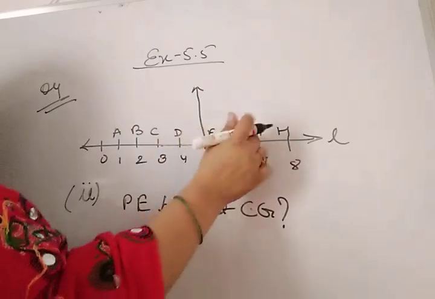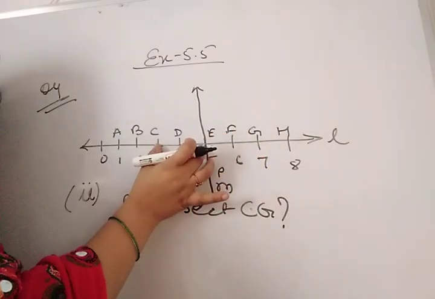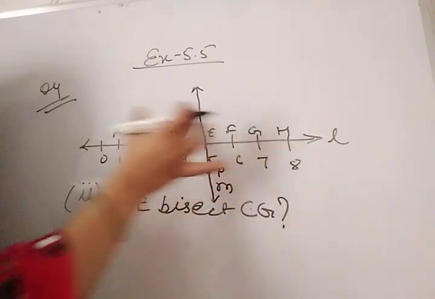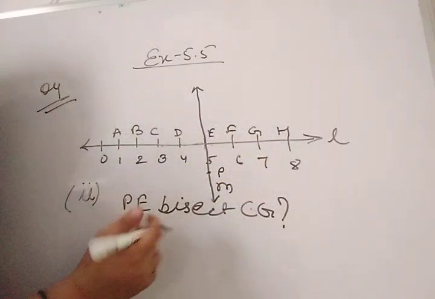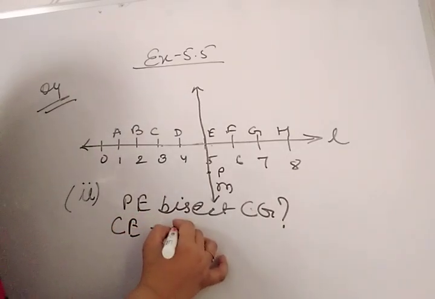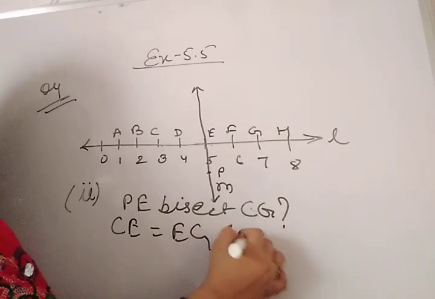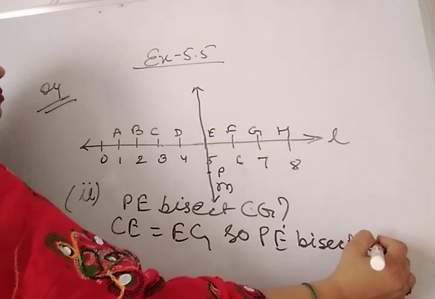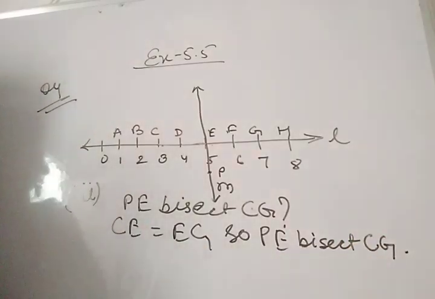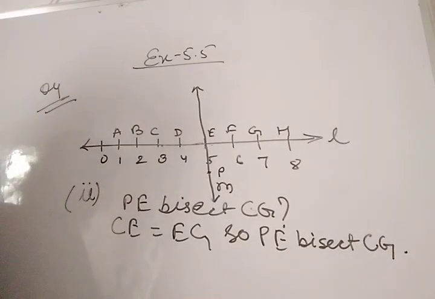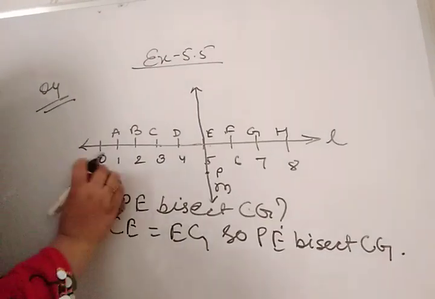See, the whole length of CG is this, and the distance of CE is 2 units and EG is also 2 units. It means that PE is dividing CG into 2 equal parts. So yes, because CE is equal to EG, PE bisects CG. Okay. Now in the next part we have to identify 2 line segments for which PE is the perpendicular bisector.